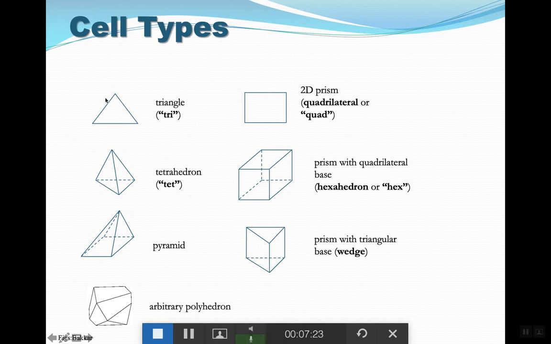So these 4 are our building blocks. In 2D, we have tri and quad. In 3D, we have tet and hex.